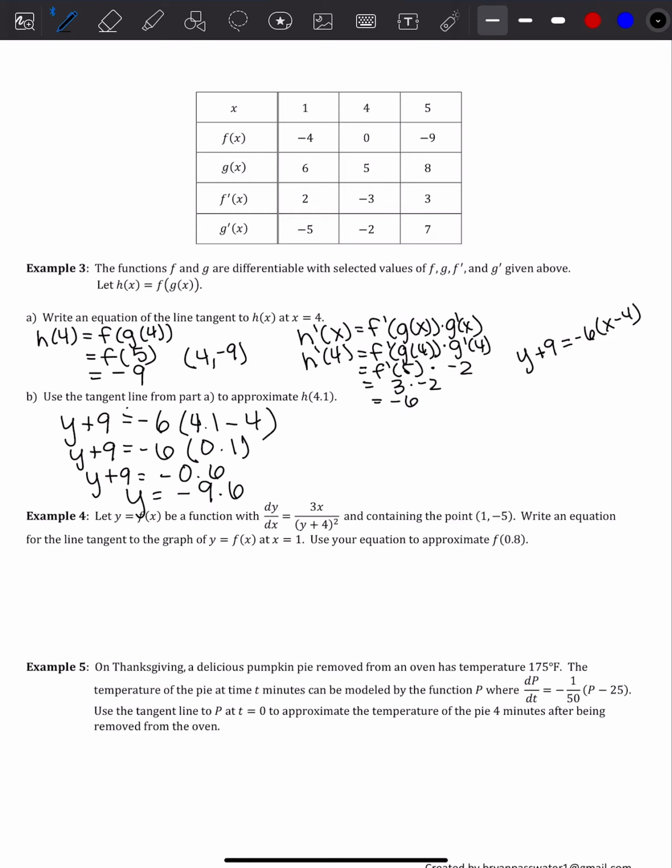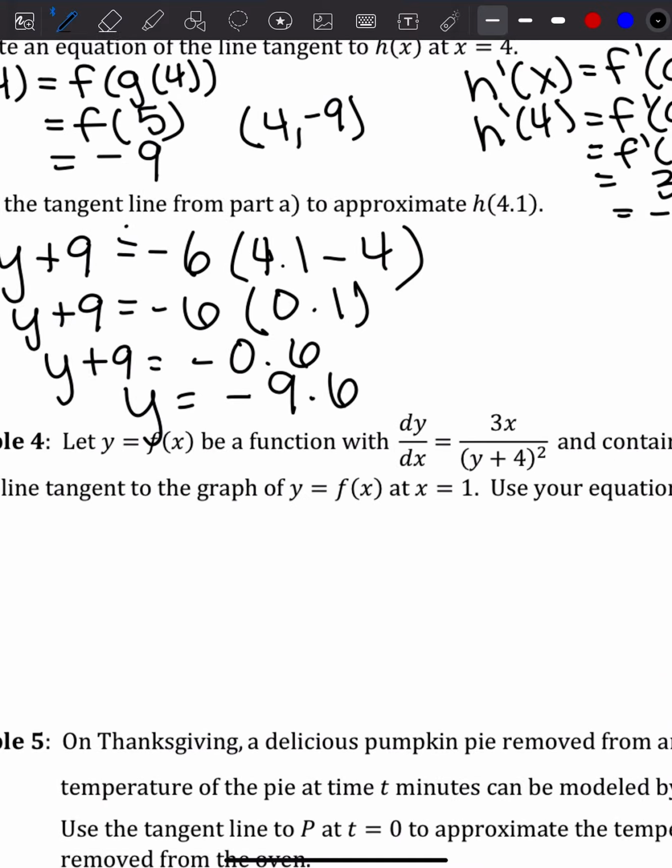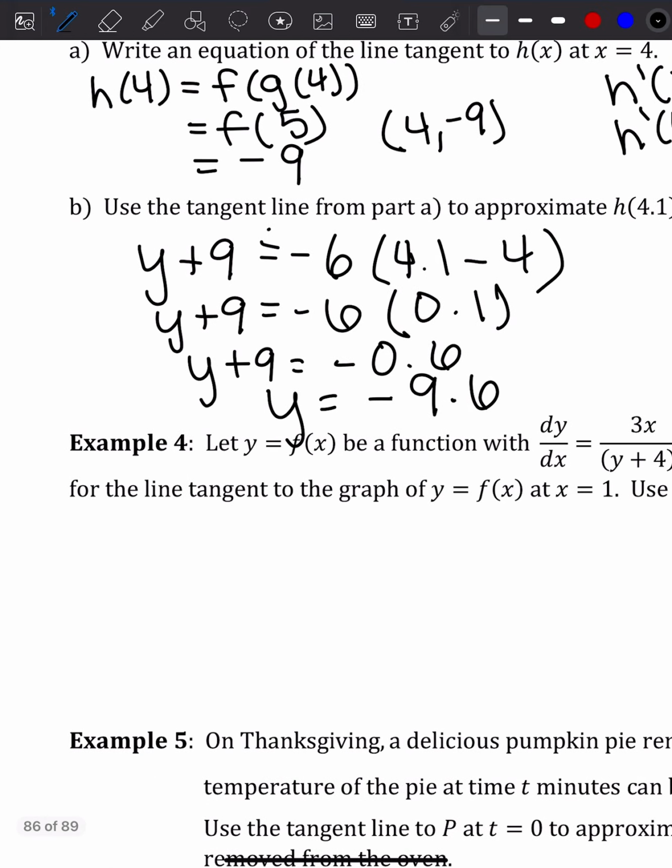Let y equal f of x be a function with dy over dx equaling 3x divided by (y plus 4) squared, containing the point (1, -5). Write an equation of a line tangent to the graph y equals f of x at 1, and use your equation to approximate f of 0.8. Okay. So one of the first things that I need to do is use the derivative to find my slope. They already gave us a point, so I'm going to go ahead and use this derivative to find my slope.